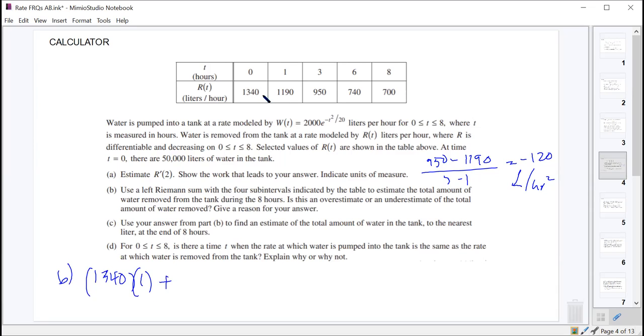And then add the next one. Next one should be what? 1190 times 2. And then the next one should be 950 times 3. And then the last one should be 740 times 2. And I don't know, what does that come out to be if you add all that together? What does that come out to be if you add those together?